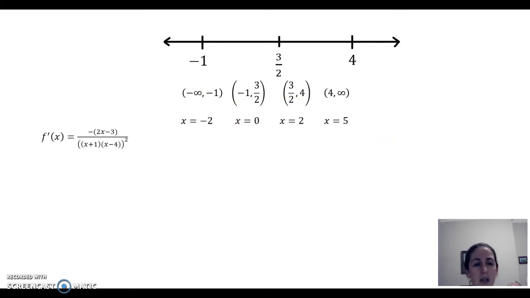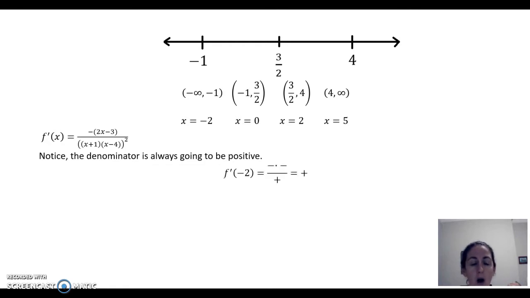Now look at the derivative. It's negative 2x minus 3 all over x plus 1 times x minus 4, all squared. Well, what do you notice? This entire denominator is being squared, multiplied by itself. So if this whole thing is positive, a positive squared is a positive. And if this whole thing is negative, a negative squared is a positive. So what you notice is that the denominator is always going to be positive. Now, if you think back to the multiple times we've done examples like this, when you plug the test value in, the number you get for the derivative doesn't matter, just the sign does. So all we have to pay attention to is the sign of the derivative.